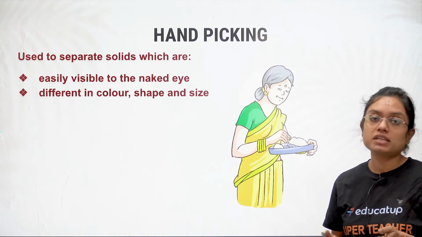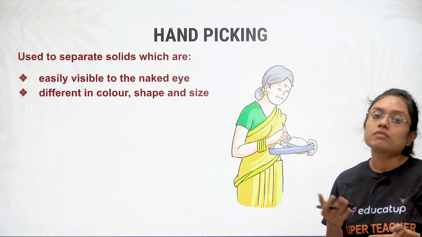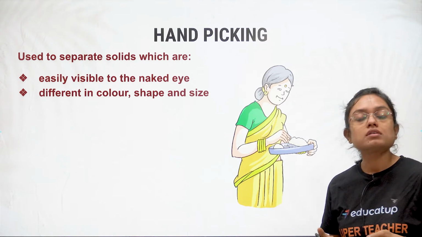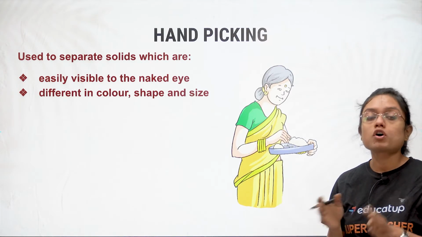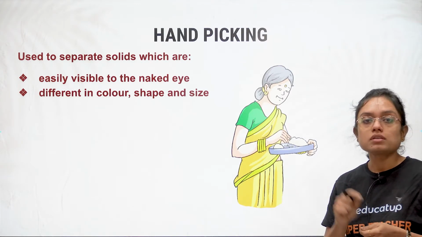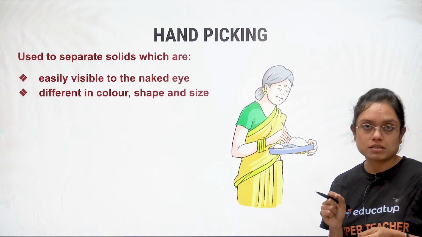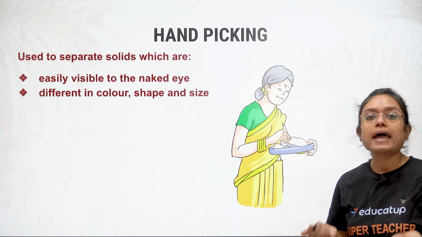Particle size is different, color is different sometimes. One of the best examples is when your mother is cooking and she cleans dal, rice before washing them. She picks out the stones or the pebbles which are present in dal or rice. That method is hand picking.